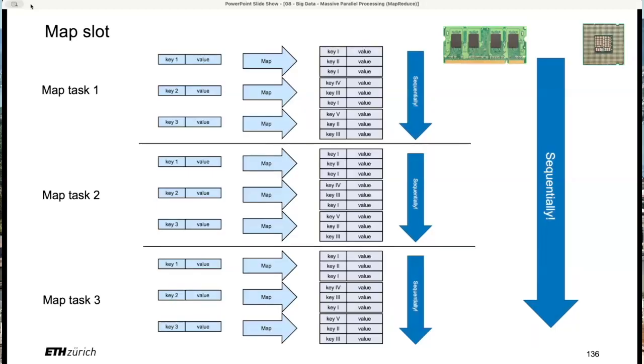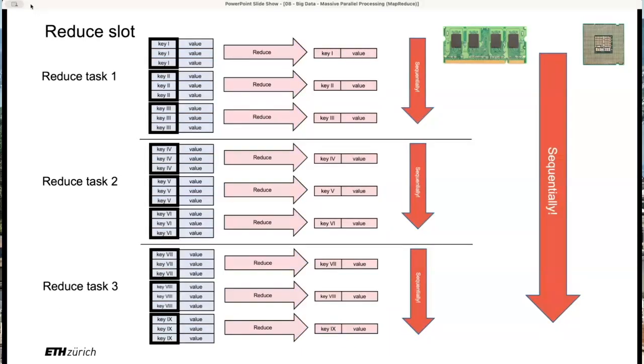Well, it happens because we don't have just one CPU core. We might have 1,000 machines with 16 cores each. So it means that we have plenty of slots that run in parallel. Right. So I will show you that.